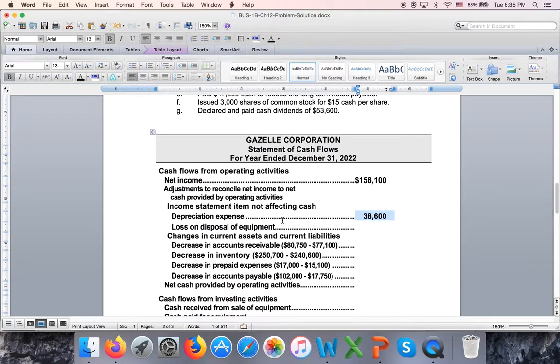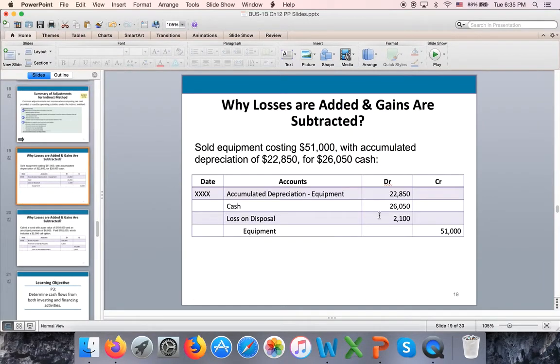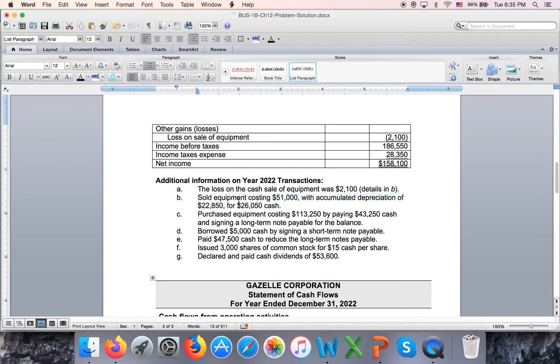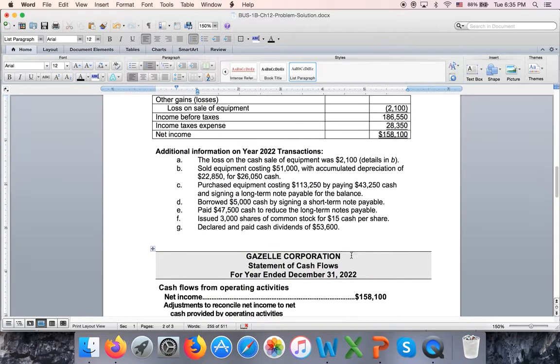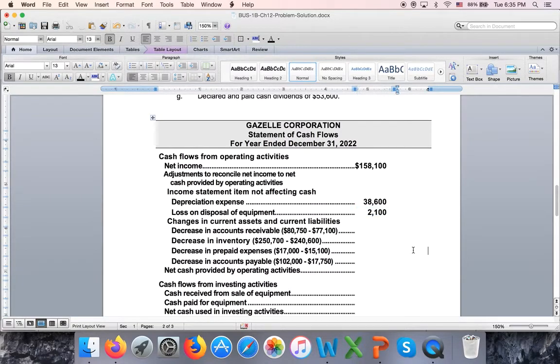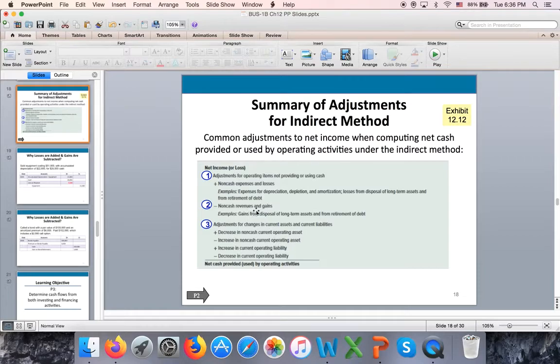Here we go. And guys, also there is a loss. An example I showed you about equipment is described right here. Remember, we sold equipment with accumulated depreciation. So I actually showed you right here that we have this loss of 2,100. So I'm going to take this loss right here and add it back in. The problem actually tells you the loss on the cash sale of equipment is 2,100. So I'm going to add it back in. Here we go. So these are additions. These are steps 1 and 2. We're done with it. There are no gains, no non-cash revenues.